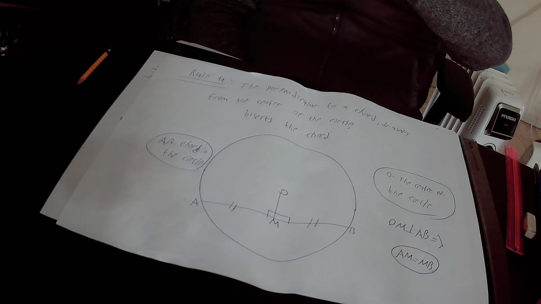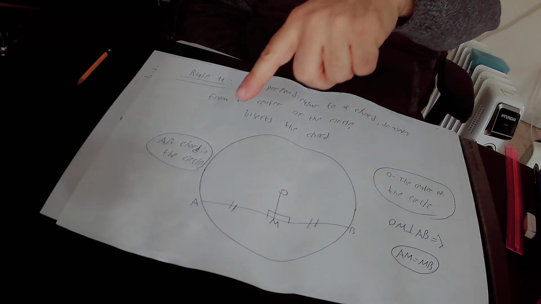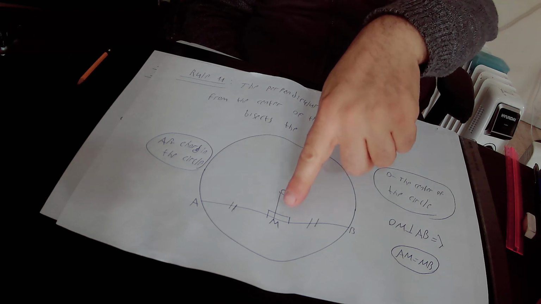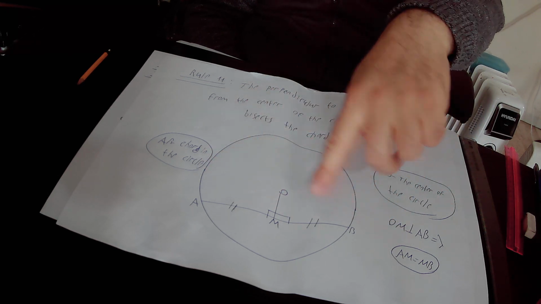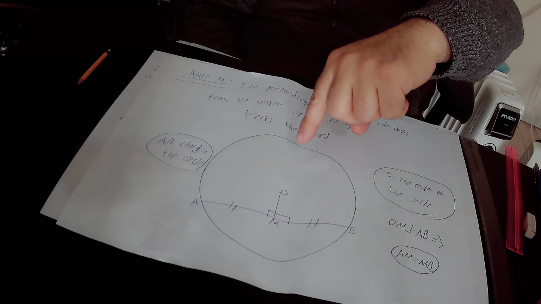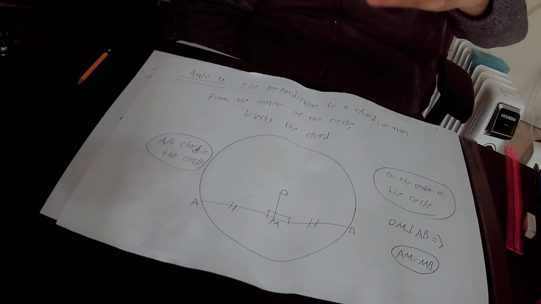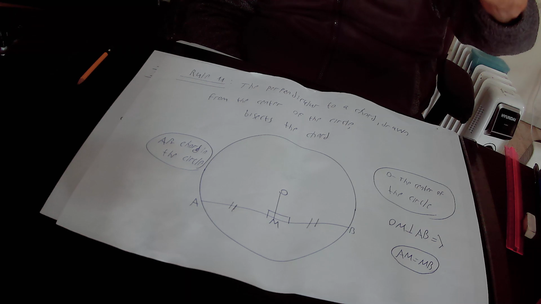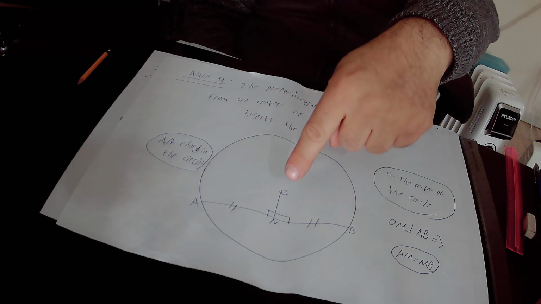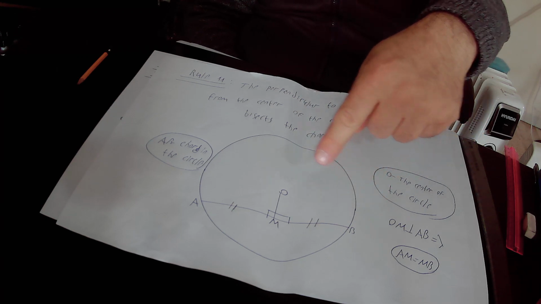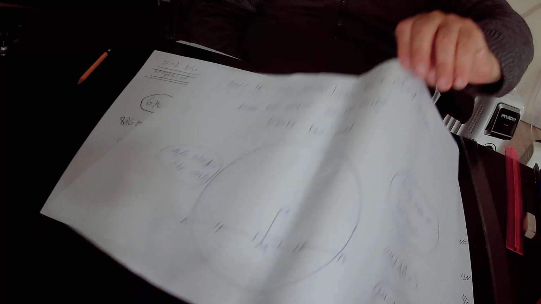And according to Rule 11, the perpendicular OM also bisects chord AB. If OM bisects chord AB, it means that AM equals MB, because the perpendicular OM divides it into two halves. So AM is the first half and MB is the second half, and AM equals MB. We can actually implement Rule 11 in our drawing.